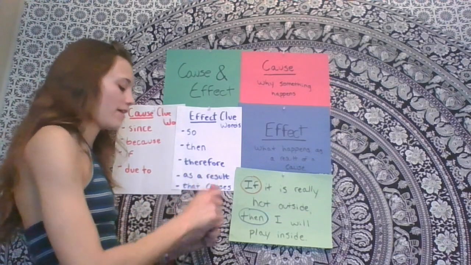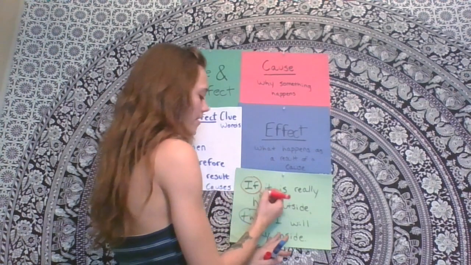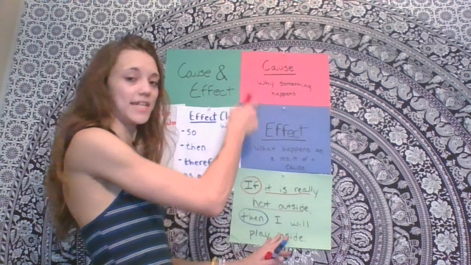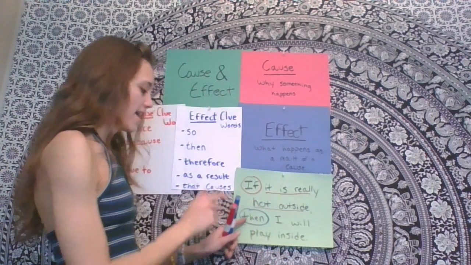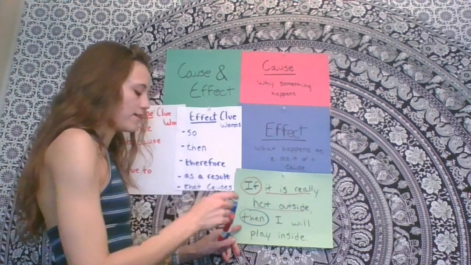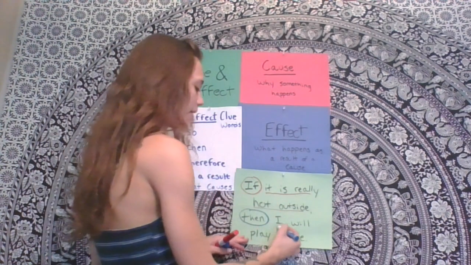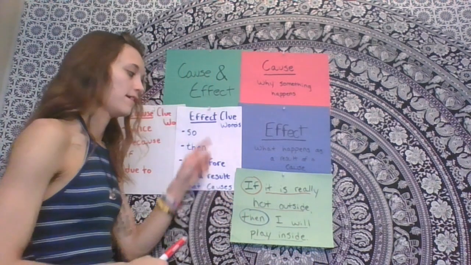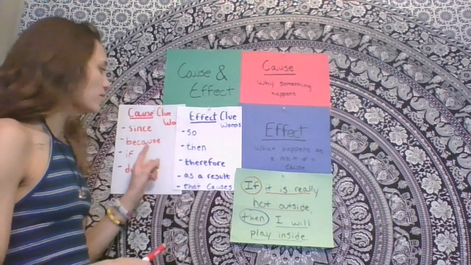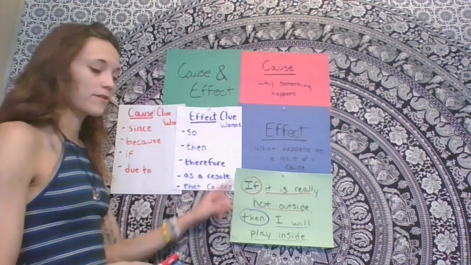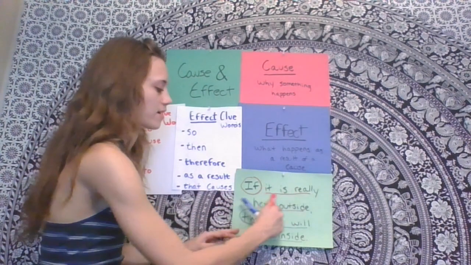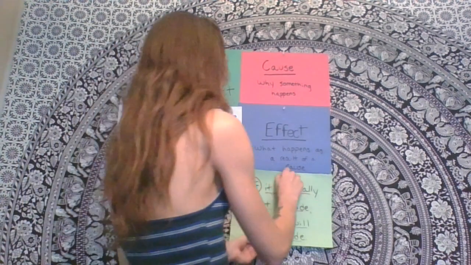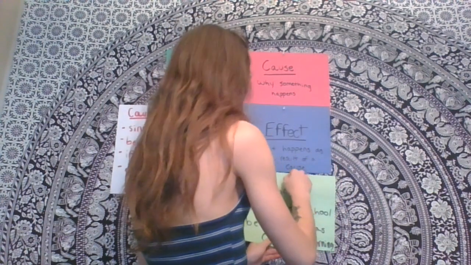The cause comes after the cause clue word. So if it is really hot outside, that is why something happens. Then my effect clue word, what happens? I will play inside. So this is how I've identified the cause and effect. I've looked for my clue words, I've circled them, and then I've underlined the cause and the effect after my clue words. Let's try another one.